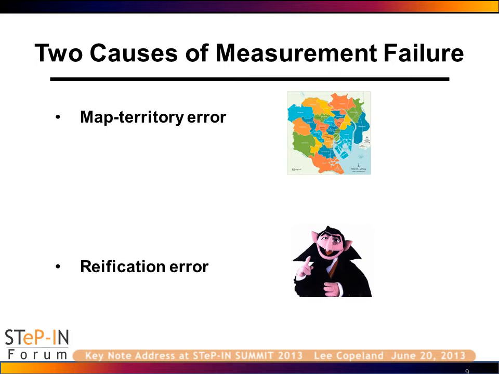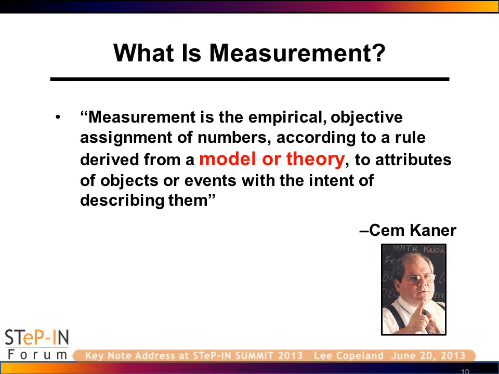Do you have Sesame Street in India? Yeah. So you know who the Count is? He's a little guy who goes around counting things. All right. So let's talk about map territory error. Again, going back to Kaner's definition, measurement is blah, blah, blah, according to a rule derived from a model or theory. So the question we want to look at is, what is the model and what is the theory, and how well does that match?